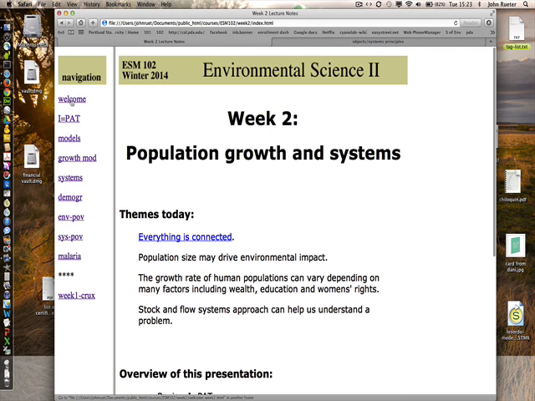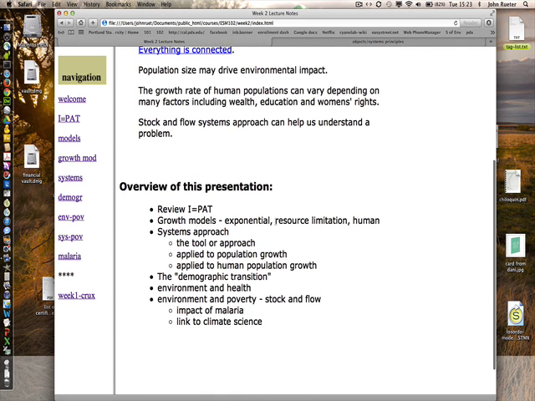Okay, now I just want to wrap up here by going back to the overview. We looked at the IPAT relationship, and I showed you how that was a cognitive tool. We looked at growth models, and I showed you the systems approach, so we could look at the demographic transition in more detail, and we used the stock and flow systems to analyze some of the components of the demographic transition, and then we extended that to look at environment and health with the particular example of malaria being an environmentally related disease and how that could be linked to science.